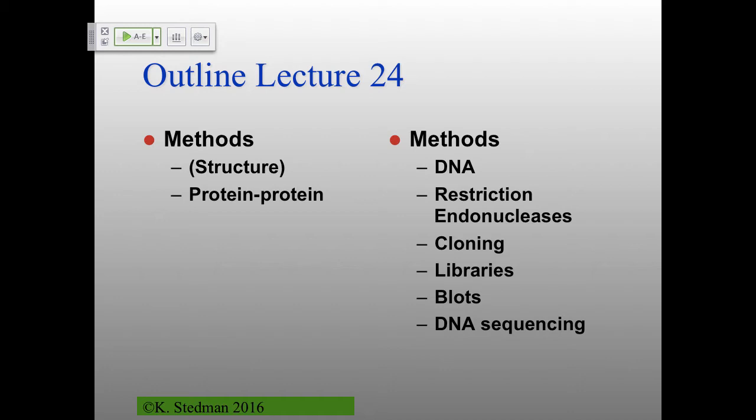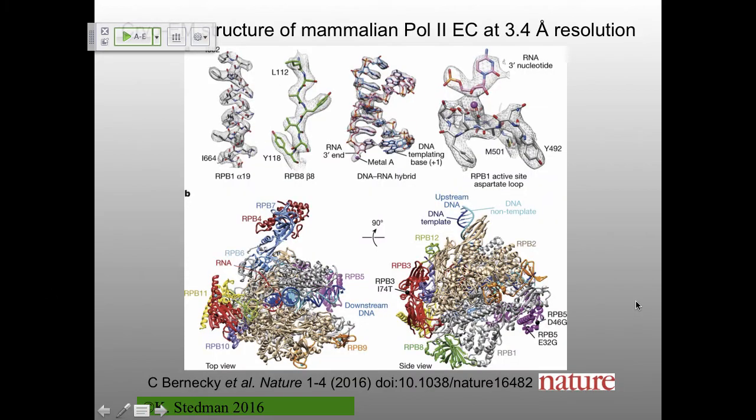But first, just wanted to give you this example of what more and more researchers are doing these days in determining high-resolution structures. This is the first structure of mammalian RNA polymerase II at very high resolution. This is about as good as you're going to get with most X-ray structures, 3.4 angstrom resolution.